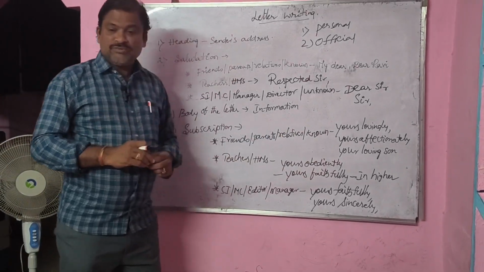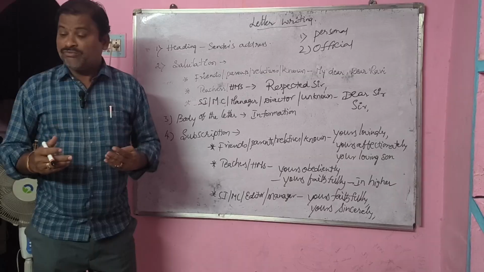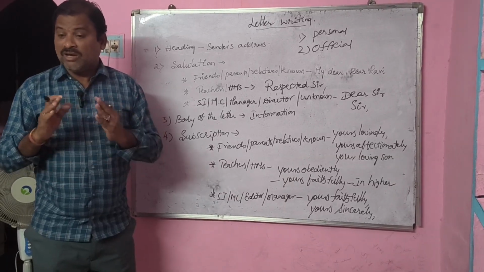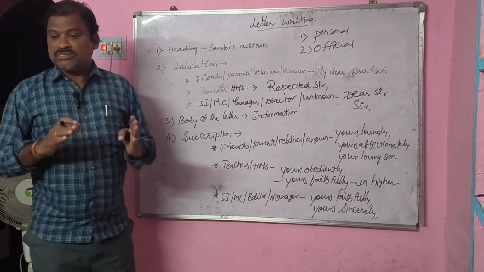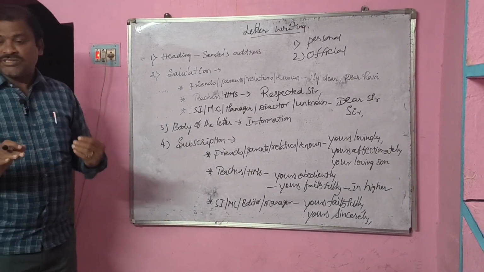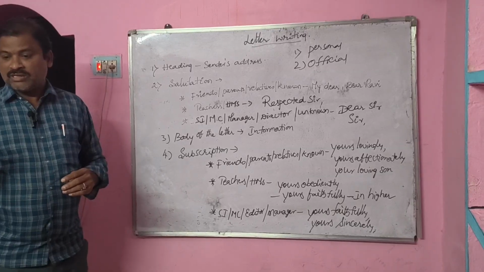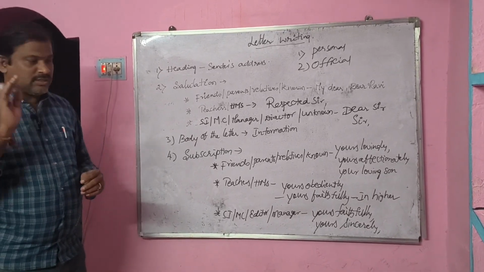Again, "yours affectionately", if you want to write it. Or "your loving son" or "your loving friend". But don't write "yours lovingly friend" or "yours lovingly son". This is wrong. If you want to write friend, son, or daughter, write simply "your loving son", "your loving daughter".